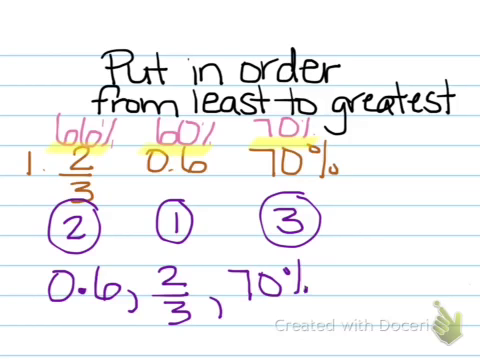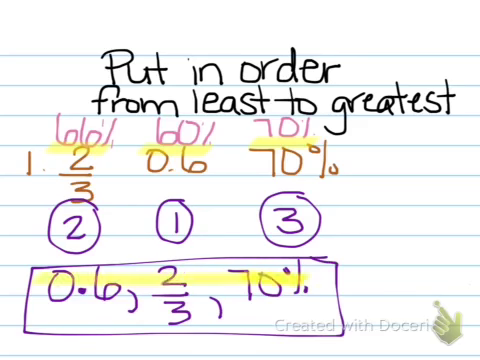Sometimes I think the biggest problem here is making sure that you remember to go back to the original format. So this is our answer. 0.6, then 2/3, then 70%.